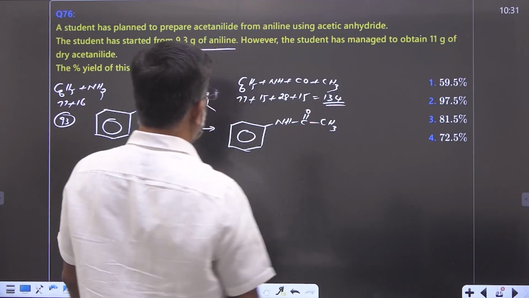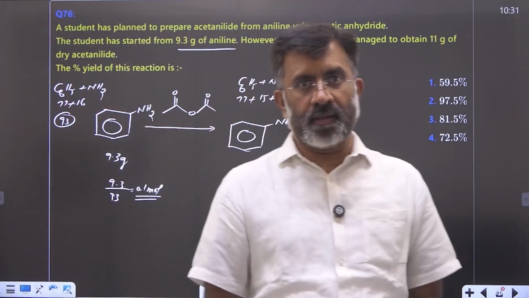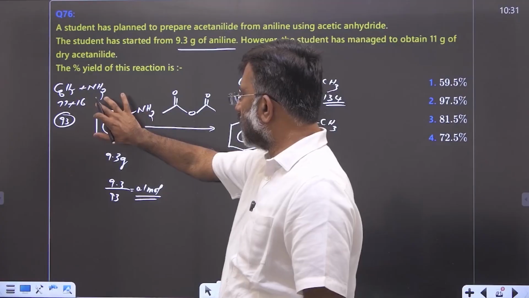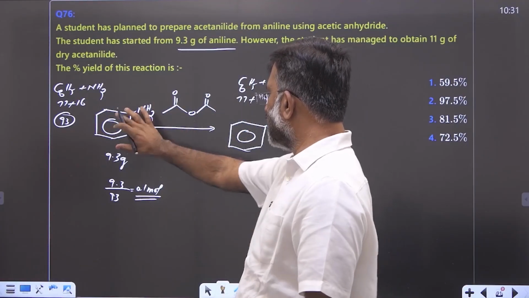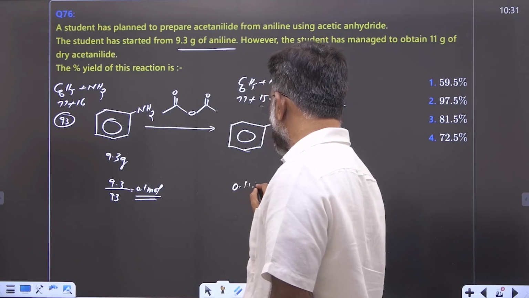134, right? That is the molar mass of acetanilide, 134. Now you can see 1 mole will give you 1 mole. 0.1 mole will give you 0.1 mole.